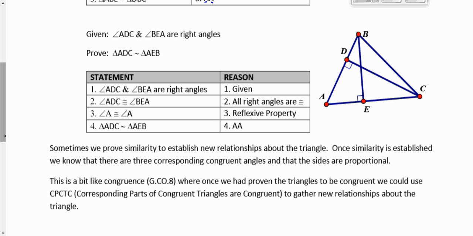Let's highlight these triangles maybe. I'll use a couple of different colors. So they want triangle ADC. Maybe you can just trace out the ones they want. And then triangle AEB. So here's AEB. Like that. Okay? All right.